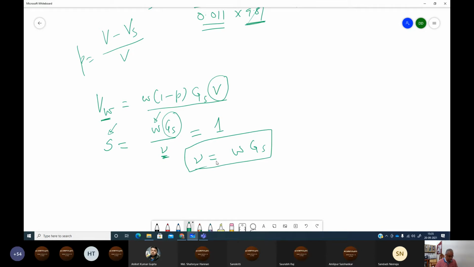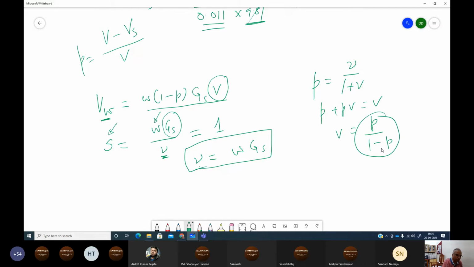Now, void ratio, as you know, is related to porosity. And how is it related? Because porosity is e by 1 plus e. Okay, so you can quickly find out: P plus Pe is e. So we know e is equal to P by 1 minus P, right? Now, as you can see here, it is related to porosity also. Okay, so you can see how the moisture content is related to porosity also through void ratio.